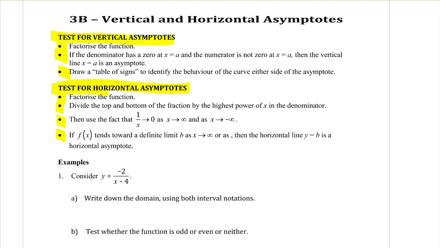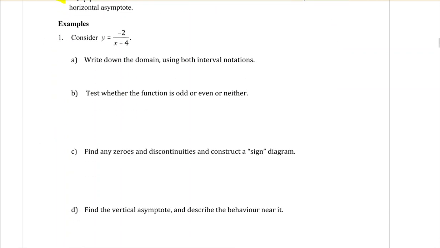Okay, let's do it. Question 1. Consider y equals minus 2 over x minus 4. And part A is going to break it all down into steps for us. Part A, write down the domain using both interval notations. So first of all, to work out a domain when you have a fraction in your equation, you're looking at the denominator. We know that the denominator cannot be equal to 0, which means that x cannot be equal to 4, because that would make my denominator 0.